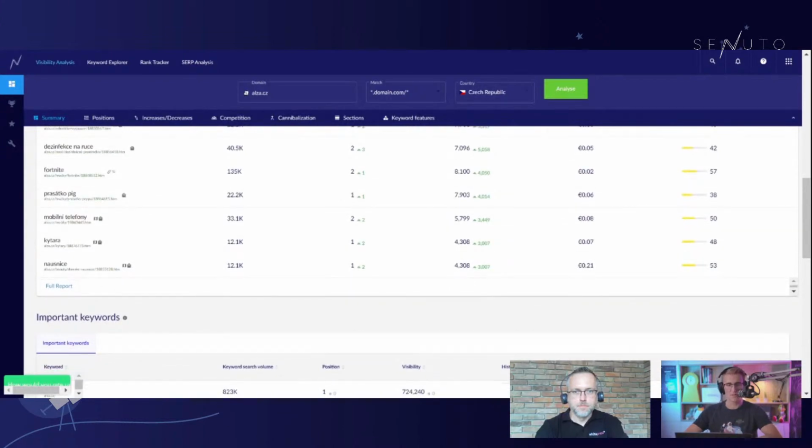This is increases and decreases, and this is a very important thing regarding keywords, so that we can plan our strategy, because this will be for sure in the next part of our webinar.